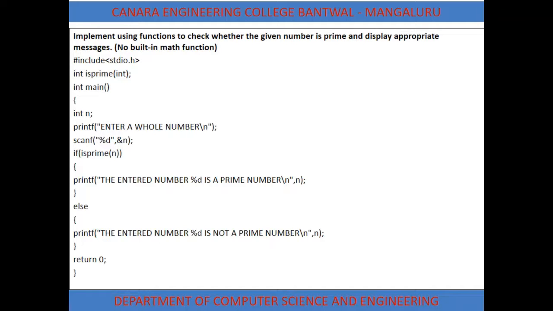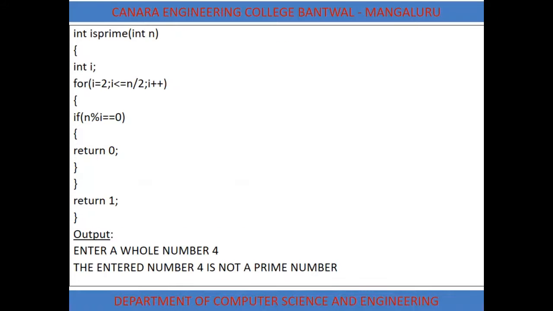Now for example, if we take n value as 4. Now is_prime of 4. Now once the function call is given, control will go to the function is_prime, that we'll see in the next slide. Now once the function call is executed, for example here I have taken n as 4. So if is_prime of 4 is executed, the control will directly come to the function is_prime.